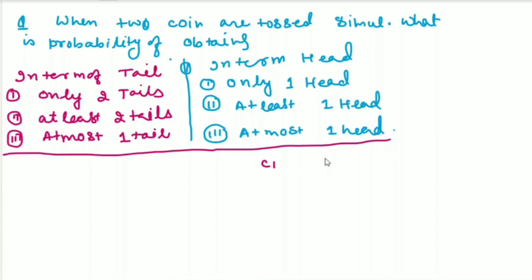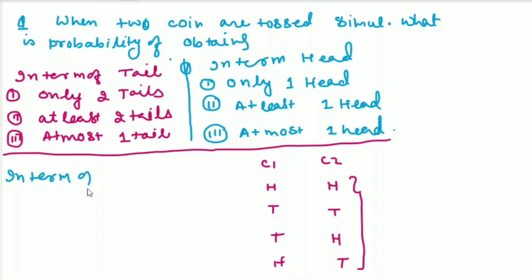So let me talk about 2 coins, coin 1 and coin 2. This will be head, this will be head again. Here I'll have tail, here tail. Then it will have head, and here it will be head, and here it will be tail. These are the 4 situations when I'm talking about 2 coins. Let me write it in terms of head.